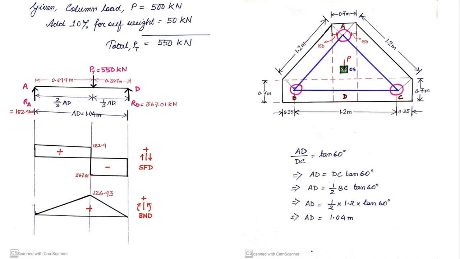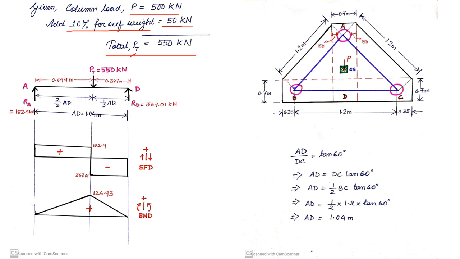It's given to you that the load coming into the column is 500 kilonewton. Okay, so now for the self weight of the pile cap, I assume that it is 10% of the load coming into the column. So 10% of 500 will be equal to 50 kilonewton. So if I add both of them, the total load will be 550 kilonewton, which I denote by PT. Okay, now observe very carefully.